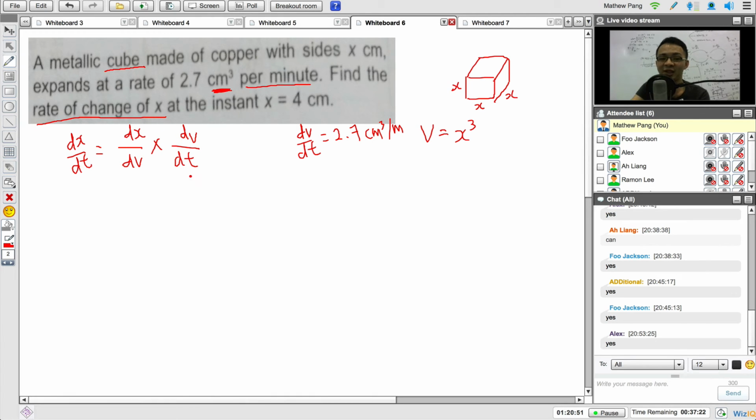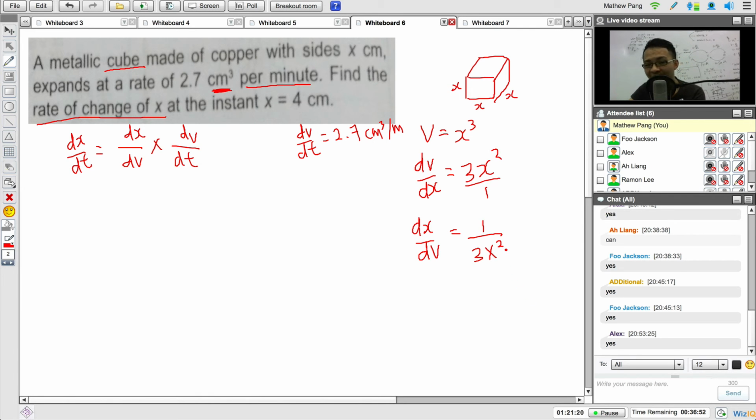And then I have dV/dt, which is 2.7. And I do not have dx/dV. So I want to find dV/dx first. I differentiate V with respect to x, which is what? 3x squared. 3 move in front, minus 1. But I do not want dV/dx. I want dx/dV, which is I have to flip over. This is over 1, right? So this is 1 over 3x squared.